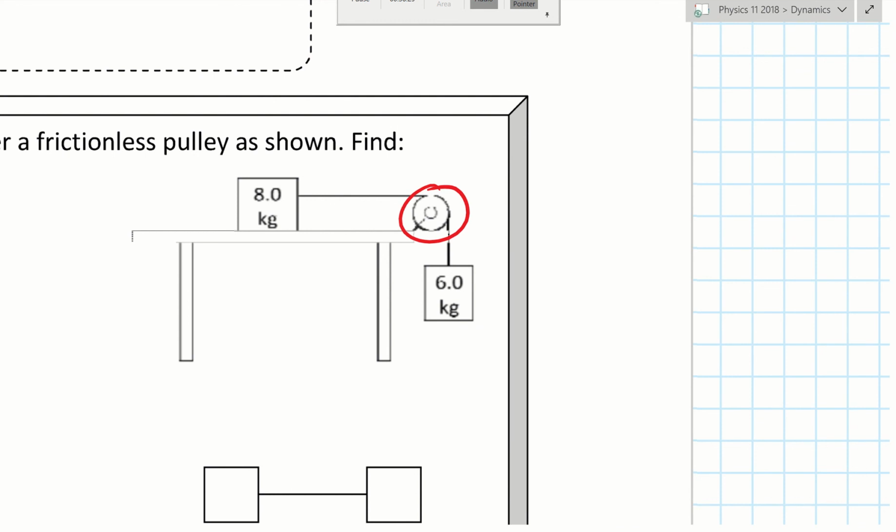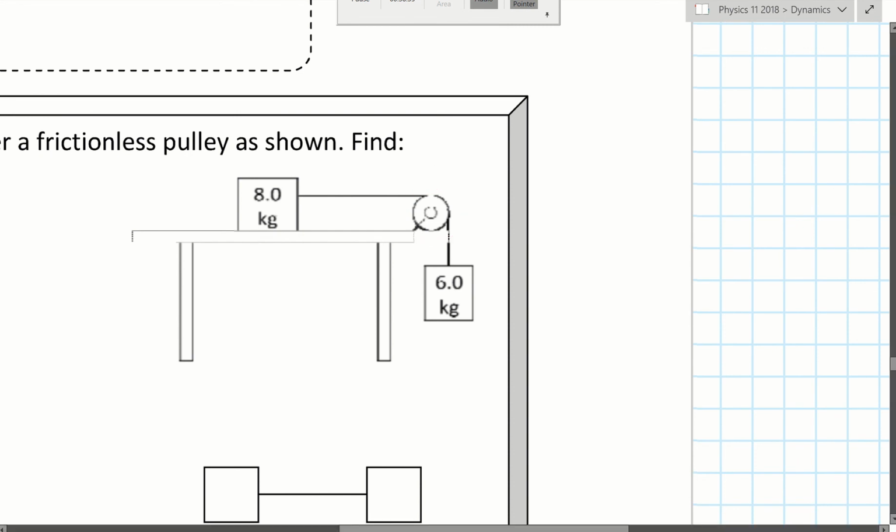But we will sometimes have friction on the table, and that will make the question harder, so we will do it in the next picture. This one has no friction on the pulley and no friction on the table. So frictionless pulley, frictionless table. Free body diagram, go.